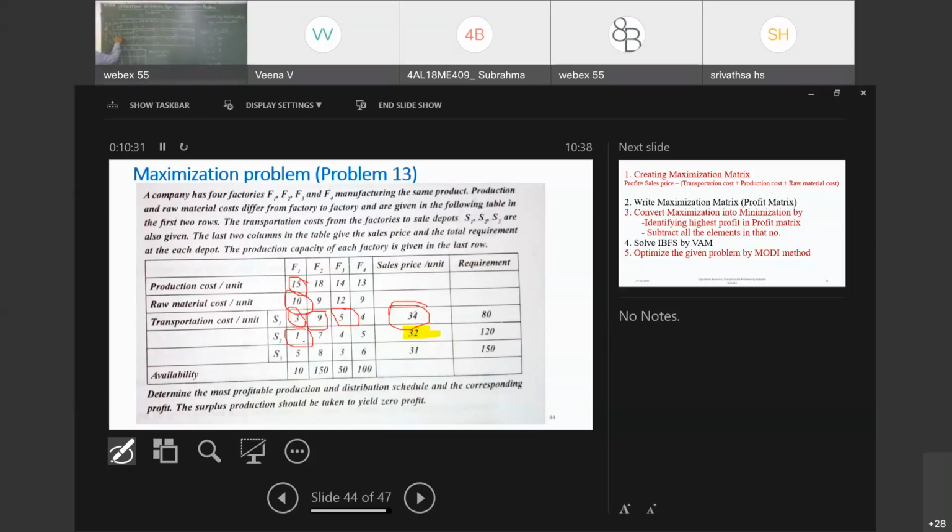32 minus 15 plus 10 plus 1, that is 26. So 26 means it's a 6.